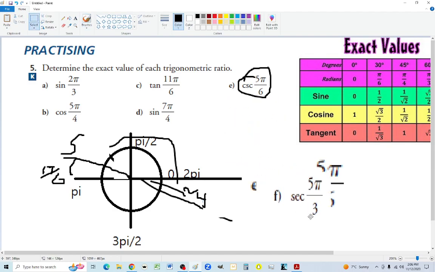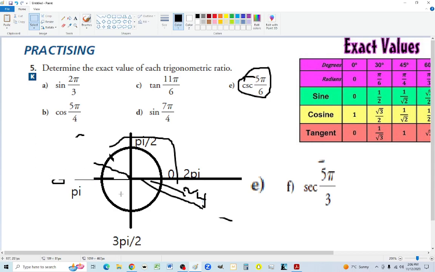And finally, the last one. If we look at this one, 5 over 3 is past 1. It's 2/3 past. Well, this is a half, so 2/3 is here. So it means we almost went all the way around. But 6 pi over 3 would be all the way around, which means we're pi over 3 short.